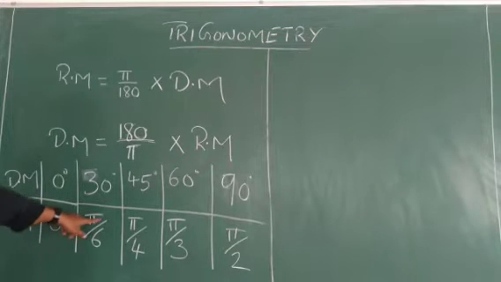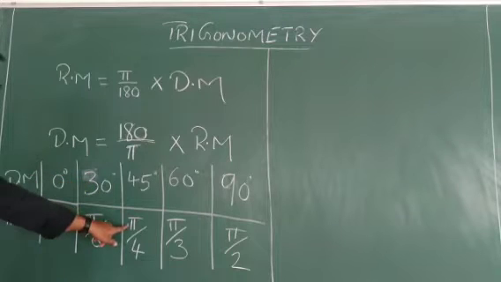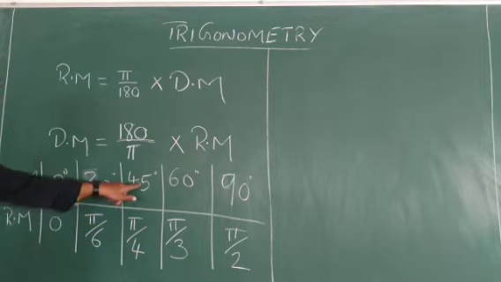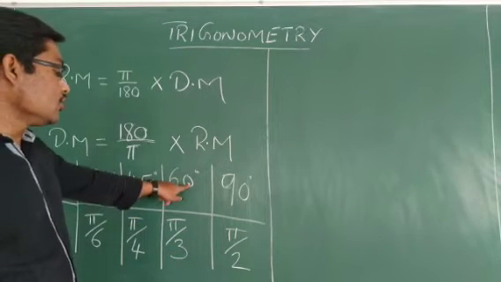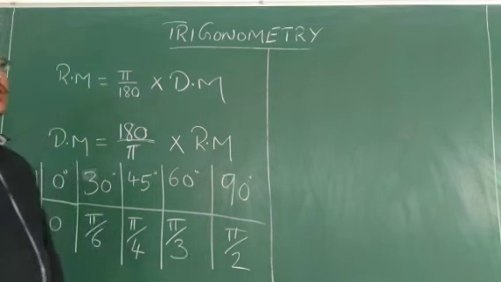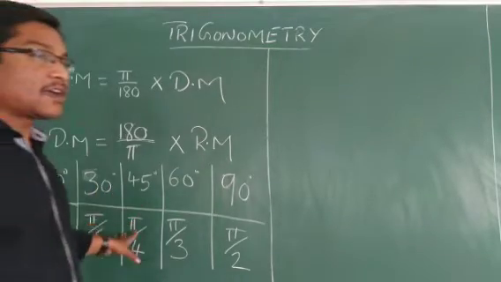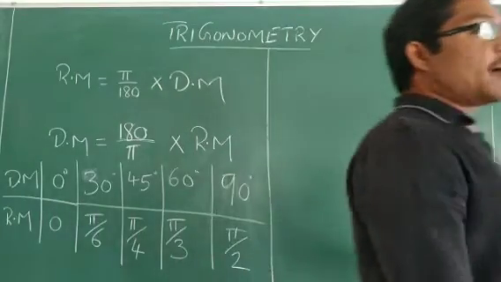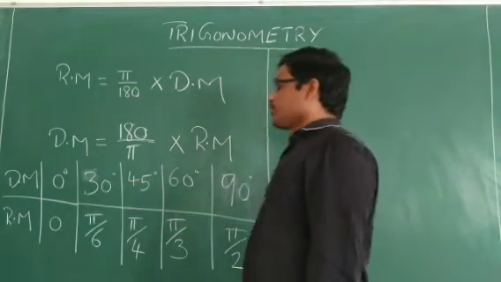So if you take 180 degrees, 180 by 6 is equal to 30. 180 by 4 will be equal to 45. 180 by 3 will be equal to 60. 180 by 2 is equal to 90. So we can look at it that way also. These are some of the standard angles which we have to remember, from degrees to radians.